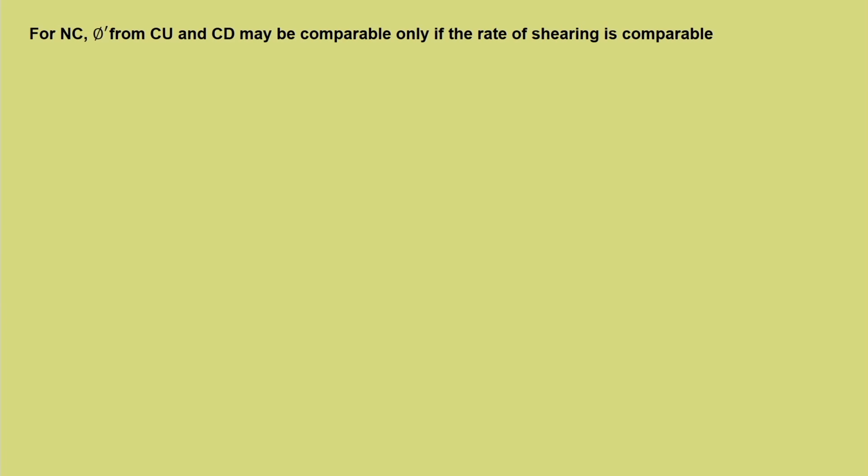For NC, phi' from CU and CD may be comparable only if the rate of shearing is comparable. This is very important. Now, why are we doing CU and CD? We have already seen that CD is a slow test, and for most of the time for clay kind of soils we adopt CU for obtaining what? The effective stress parameters. Now, these effective stress parameters have to simulate or resemble the long term condition that exists in the field, which is in fact same as CD.